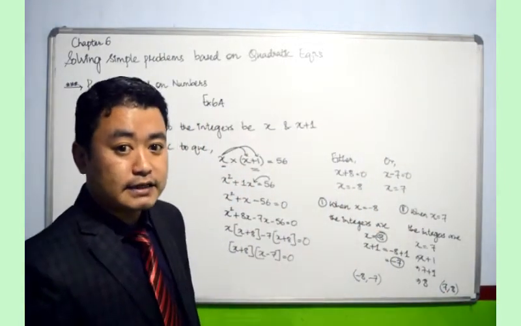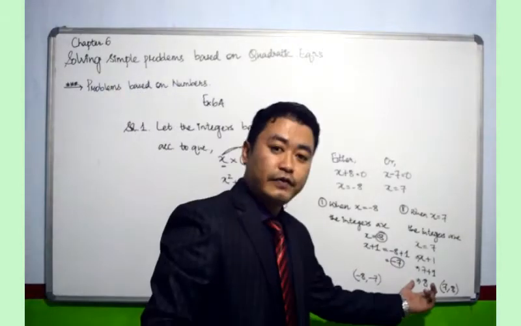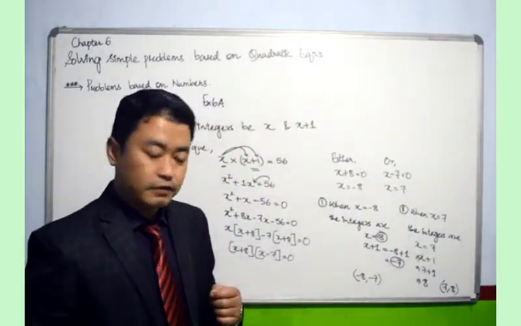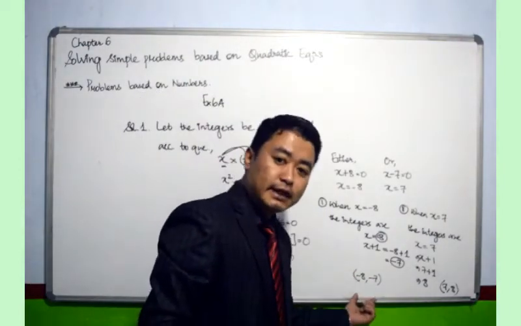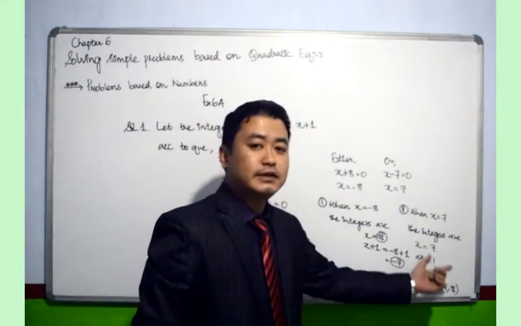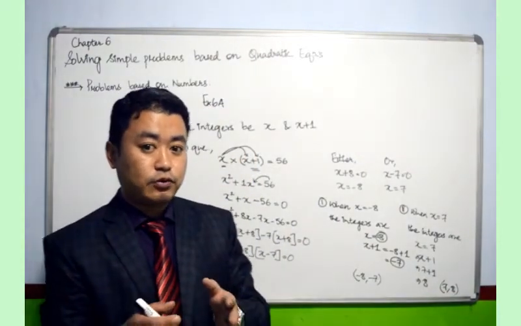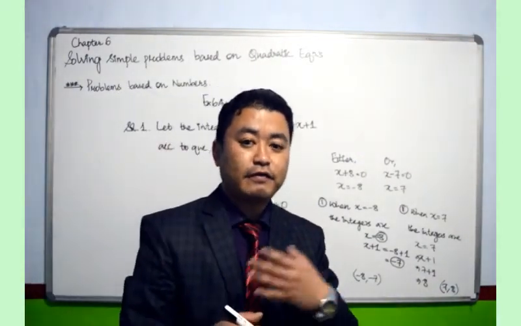Minus 8 and 7 are two different pairs, so we got two sets of pairs of integers. That is, it could be either minus 8 and minus 7, or it can be 7 and 8. What was the condition? When we multiply both the integers, we get 56.